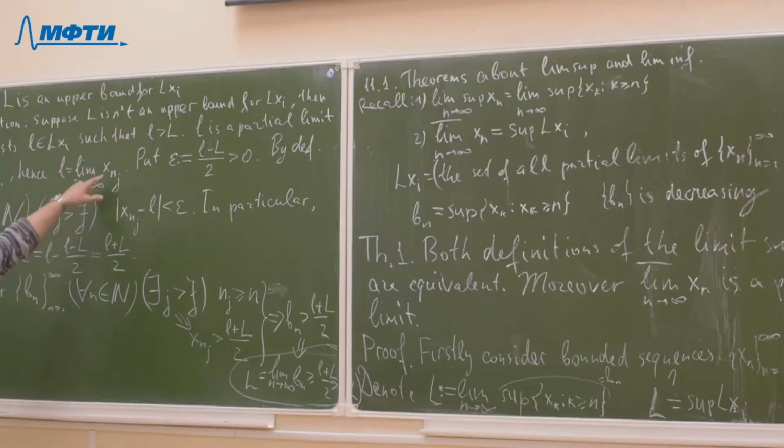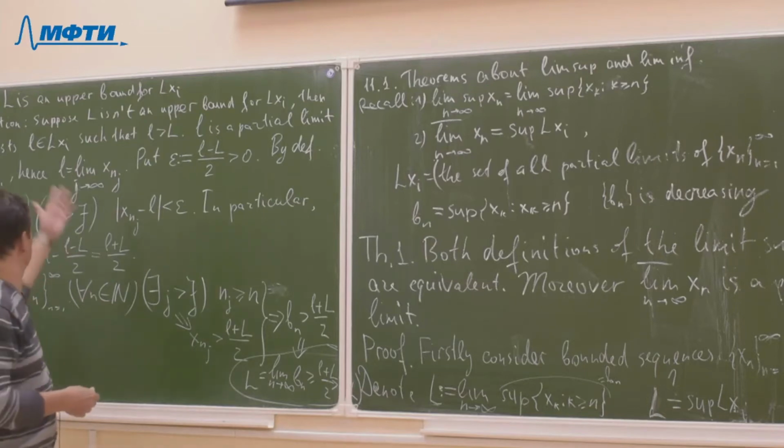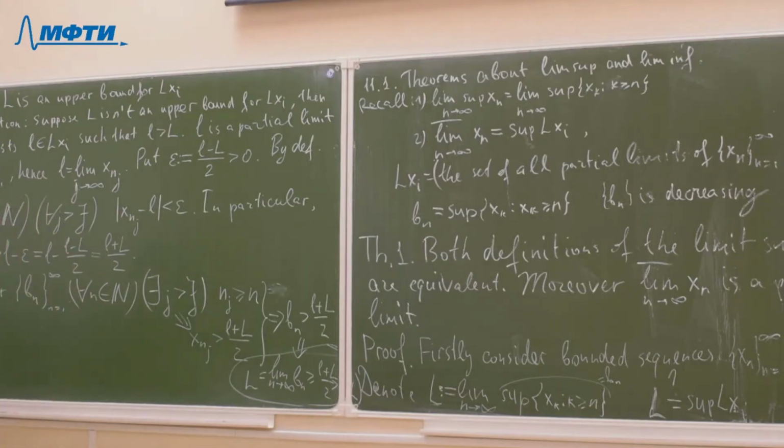So we don't consider all indices, but only part of the natural numbers, an increasing sequence of natural numbers n_j, and take the limit of that sequence x_{n_j}. So it means that the first claim is proved.